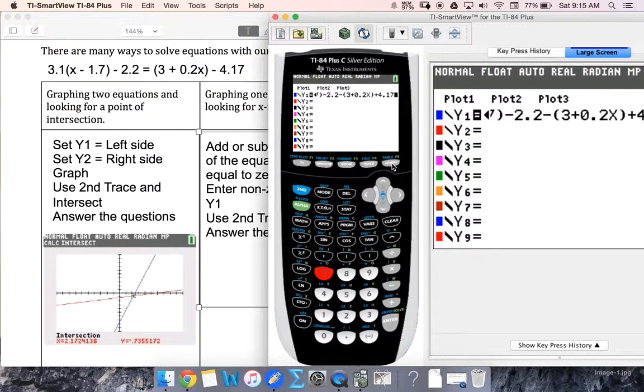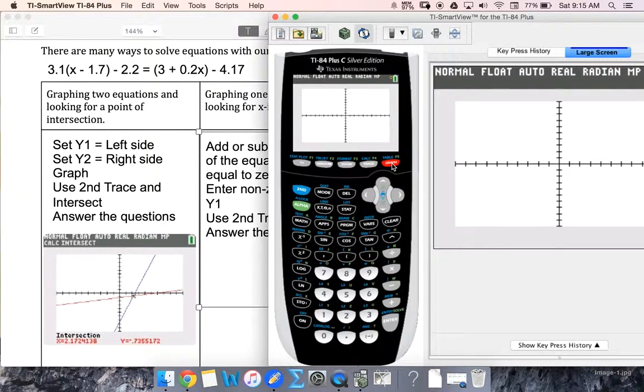Now this time if I graph, I'm only going to have one line. And there's my one line, and here's where it intersects the x-axis. That looks like it's just a little bit bigger than 2, and that's good because I should have the same solution. So now let's go ahead and do second trace.